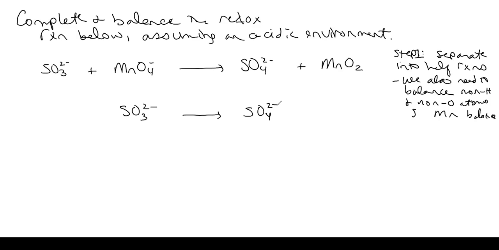So let's go ahead and do the same thing with the permanganate going to the manganese dioxide. Okay, so we have separated out the two reactions, and let's look at it, and we see that the sulfurs are balanced in the first reaction, and the manganese atoms are also balanced in the second reaction. So what we're going to do next, this is step two.